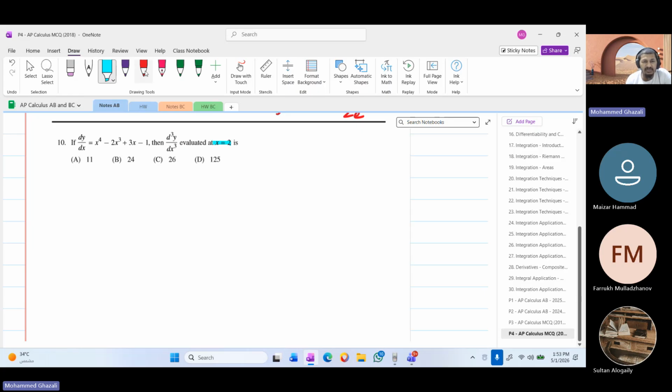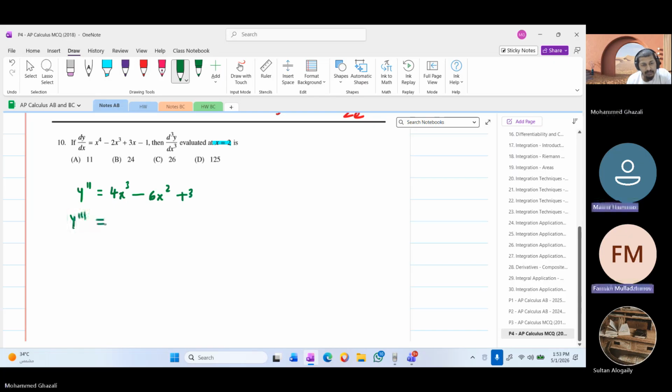Right. What you need to do here, for question 10, is find the triple derivative evaluated at x is equal to 2. Come on, man, it's easy stuff. It's just a polynomial function. So what's y prime? Oh, wait, y prime is already given. What's y double prime? 4x cubed minus 6x squared plus 3. And then the triple prime is 12x squared minus 12x. That's it. And we're evaluating it at x is equal to 2. So 12 times 4 is 48, minus 24, so 24. Yes. Very good. Easy peasy.